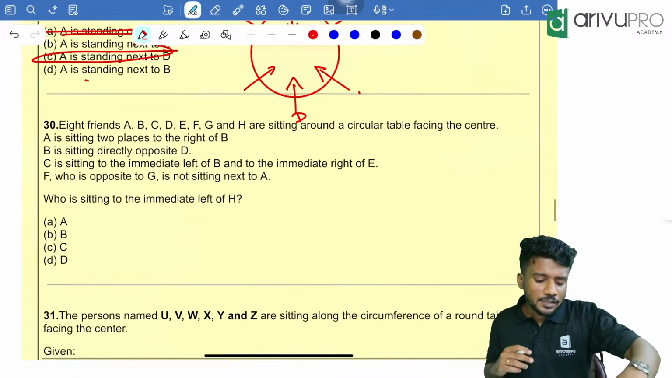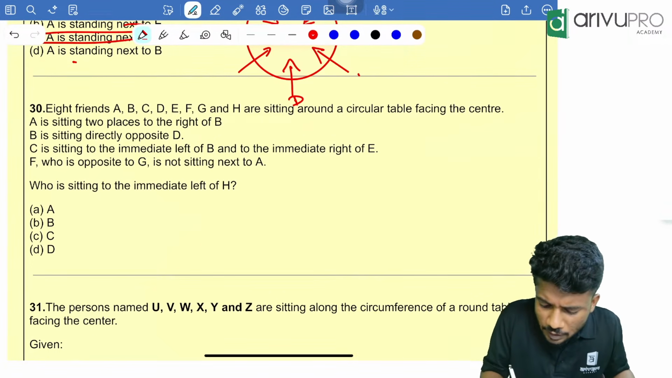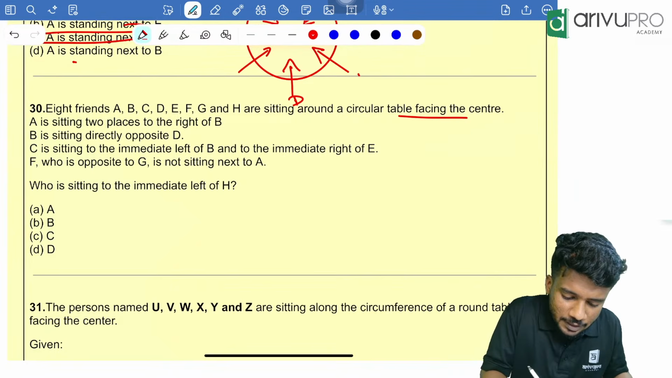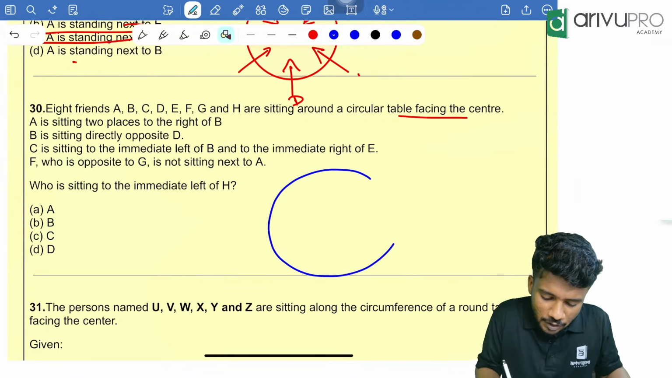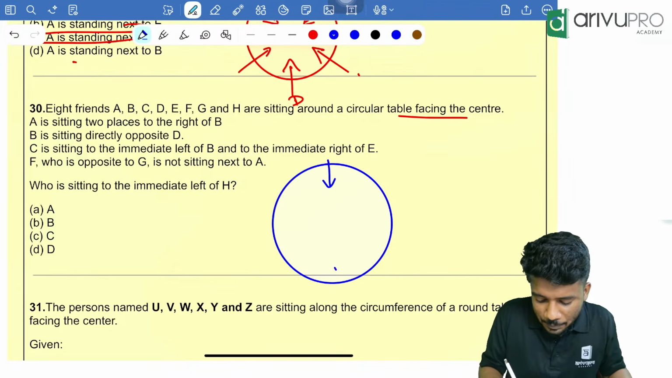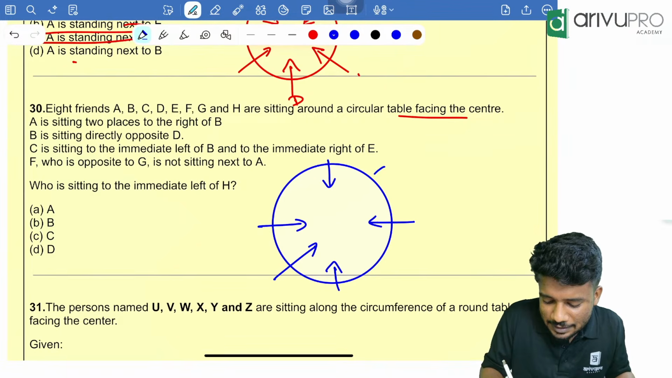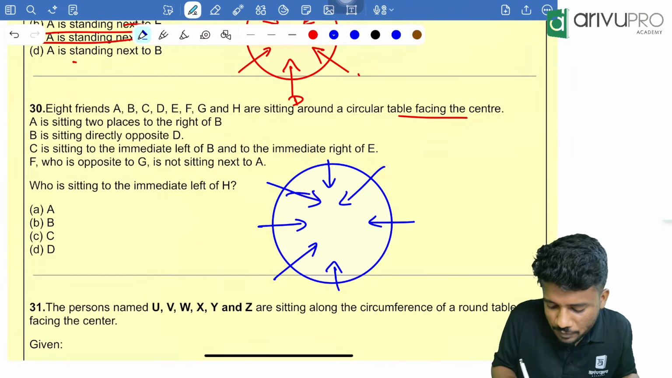Good. Next one. 8 friends A, B, C, D, E, F, G, H are sitting at a circular table facing the center. People, again draw one circle over here. How many people are there in total now? 8 people are there in total. So we will draw the picture just like this.